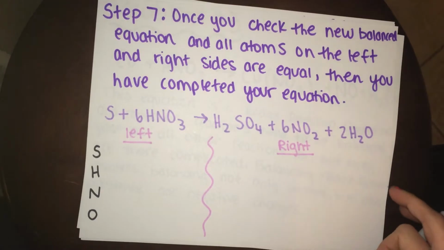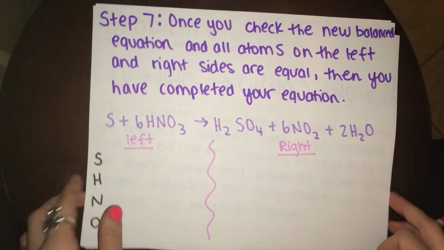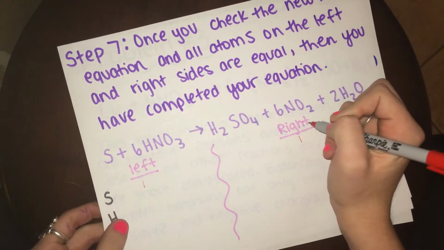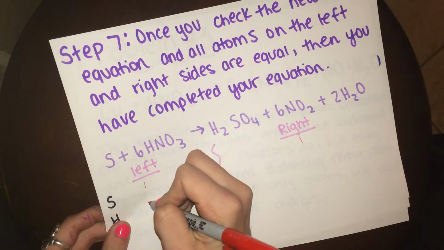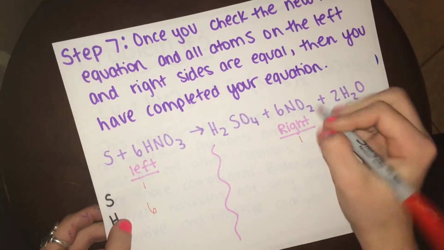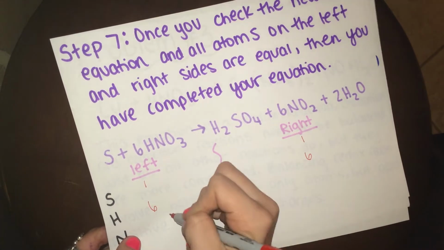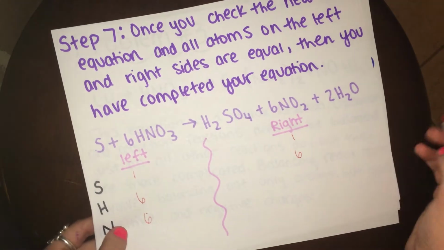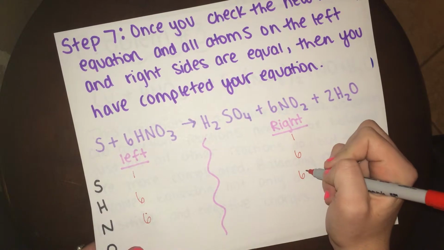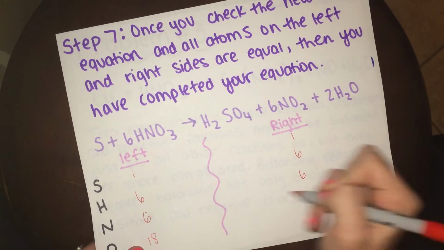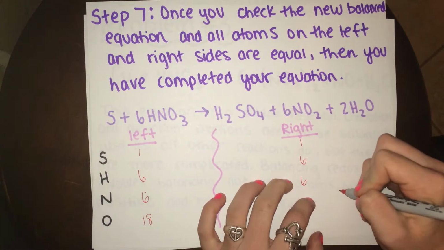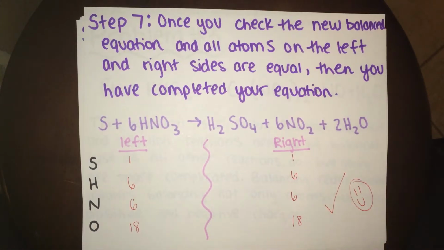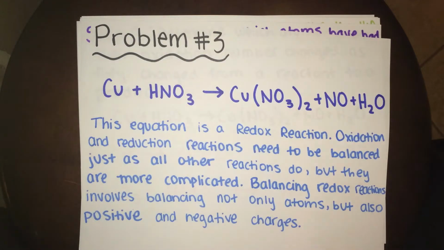So again, we're going to do what we did with step 1, you're just going to check everything like we just did. So there's 1 sulfur, there is 6 hydrogens, there's 6 hydrogens, there is 6 nitrogens because the 6 goes to both. There is 6 nitrogens, and there is 18 oxygens and 18 oxygens. So you know that this is your balanced equation. Smiley face check mark. You have done this correctly.